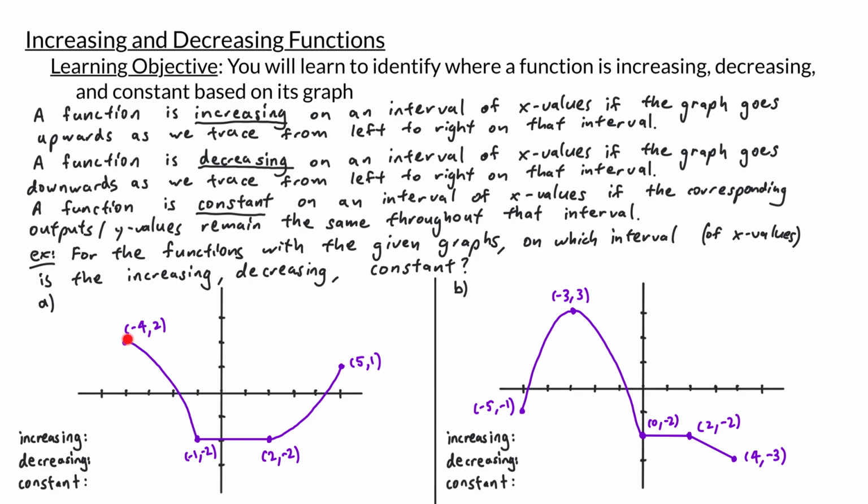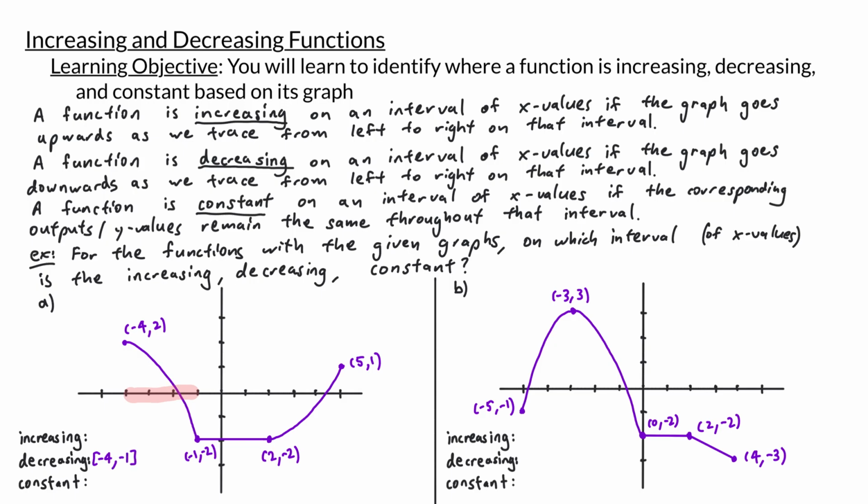Starting at our leftmost point, (-4, 2), as we trace to the right, our graph goes down all the way until we get to the point (-1, -2). Since our graph went down starting at the x value -4, going all the way until the x value -1, we say that our function is decreasing on the interval -4 to -1.